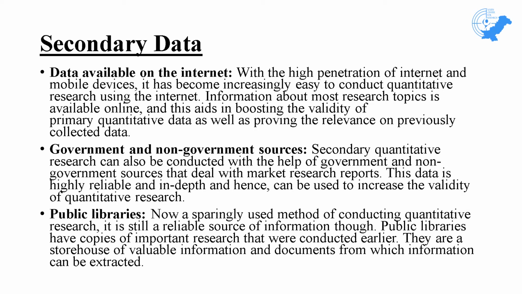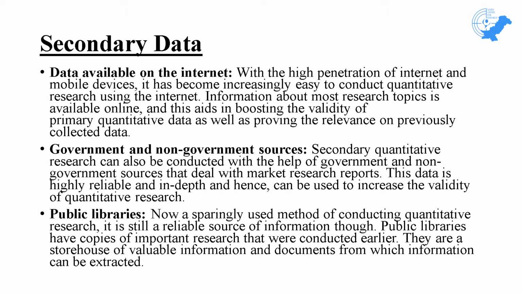There are various sources for secondary data. We're going to discuss some of them here. The first source is data available on the internet. With the high penetration of the internet and mobile devices, it has become increasingly easy to conduct quantitative research using the internet. Information about most research topics is available online, and this aids in boosting the validity of the primary quantitative data as well as proving the relevance of previously collected data.